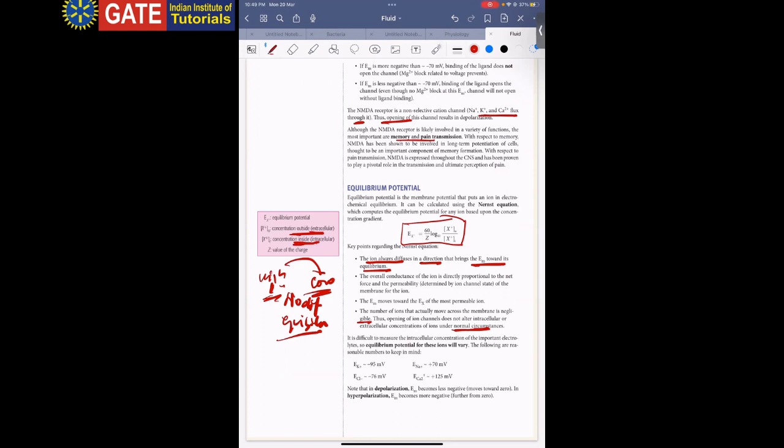So you have to remember all these equilibrium potentials for the different ions. These are the things you need to remember. For potassium, it's minus 95. Sodium is plus 70. Chloride is minus 76. And calcium is plus 125.